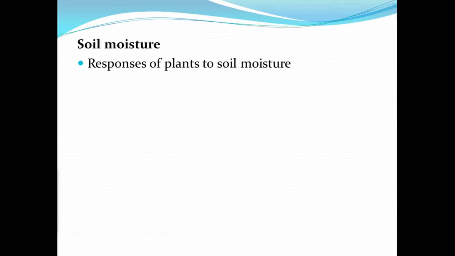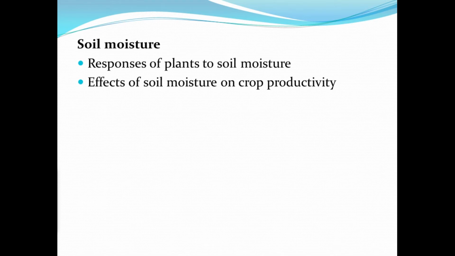The cells on the side of the root closest to the water source experience slower growth than those on the opposite side. The hormone abscisic acid plays an important role in inducing differential growth in the root elongation zone. This differential growth causes roots to grow towards the direction of the water. The effects of soil moisture on crop productivity are the same as the effects of soil drainage on crop productivity.